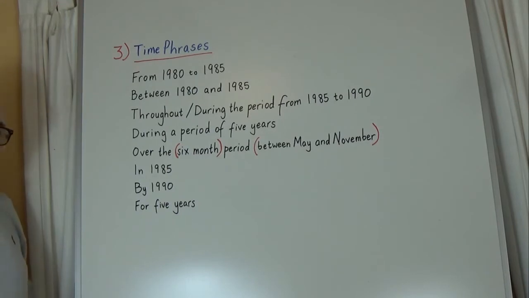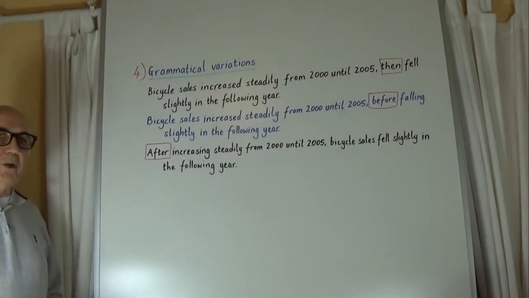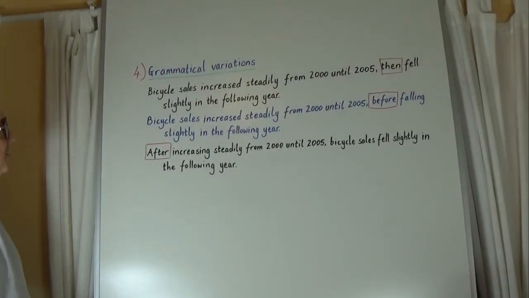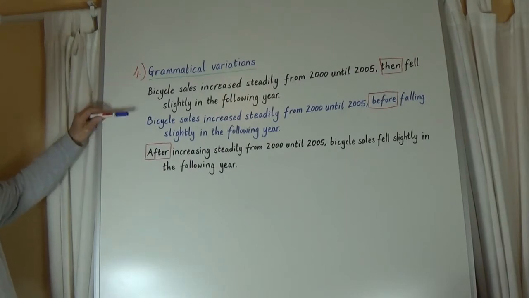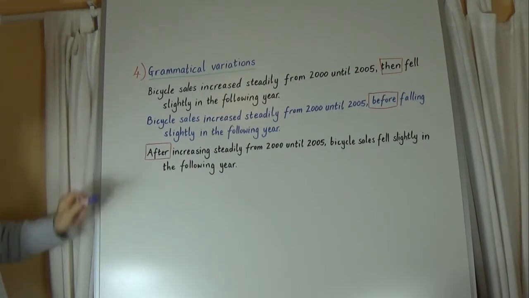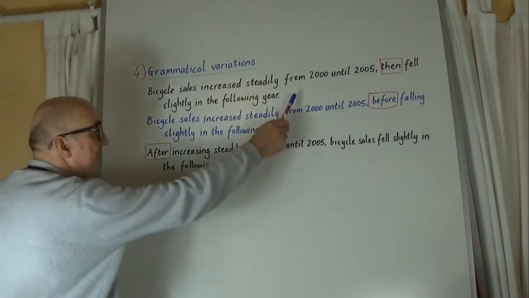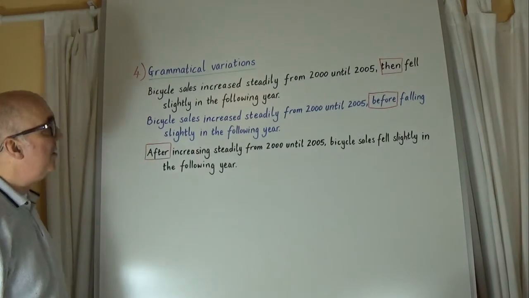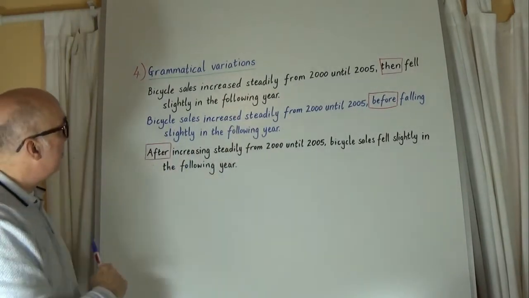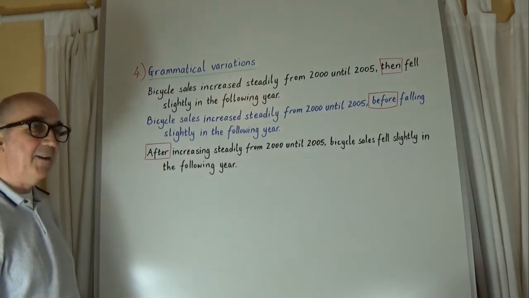Okay? Now we're going to look into this in greater detail. So here we're looking at grammatical variations, part 4. For example, bicycle sales increased steadily from 2000 until 2005, then fell slightly in the following year.